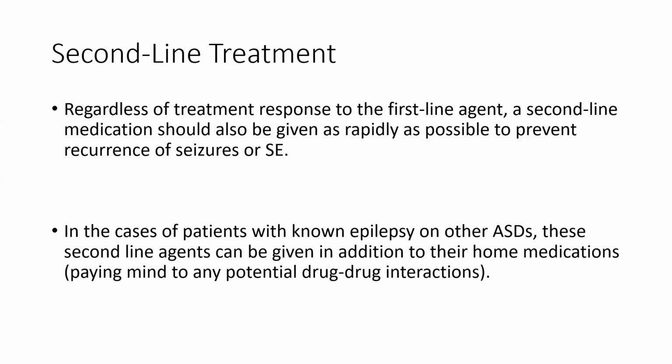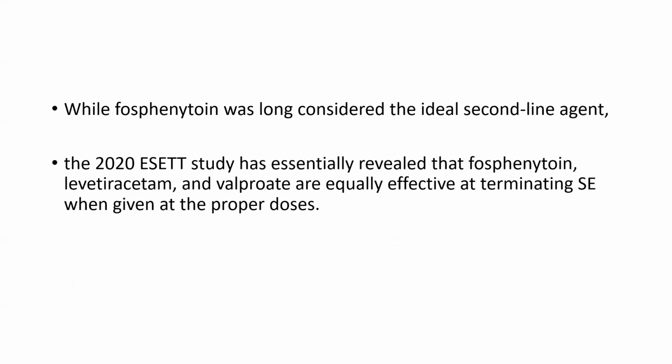Now, regarding second-line treatment. Regardless of the response to first-line treatment, the second-line medication has to be given as rapidly as possible to prevent recurrence of seizure or status epilepticus. In patients with known epilepsy or on other anti-seizure drugs, this second-line agent can be given in addition to their home medication. While fosphenytoin was long considered the ideal second-line agent, the 2020 ESETT study has essentially revealed that fosphenytoin, levetiracetam, and valproate are equally effective at terminating status epilepticus when given at proper doses.